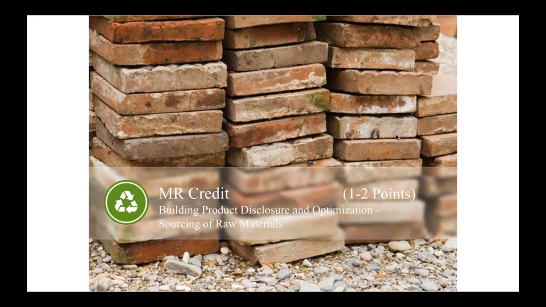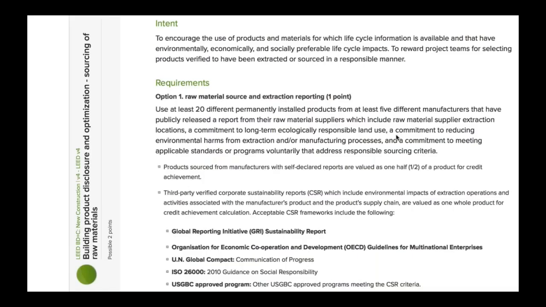Again, we're just trying to go through the LEED language for you to get comfortable with. The next one is materials and resources, building product disclosure and optimization, but now we're going to look at the sourcing of raw materials, 1 to 2 points. Some of this language is going to look familiar as it has built on some of what we've done on previous LEED projects here. So option 1, worth 1 point.